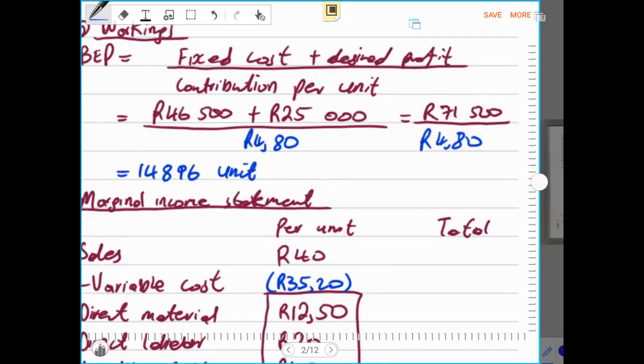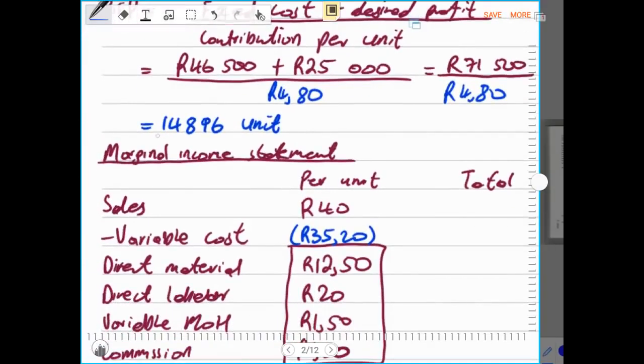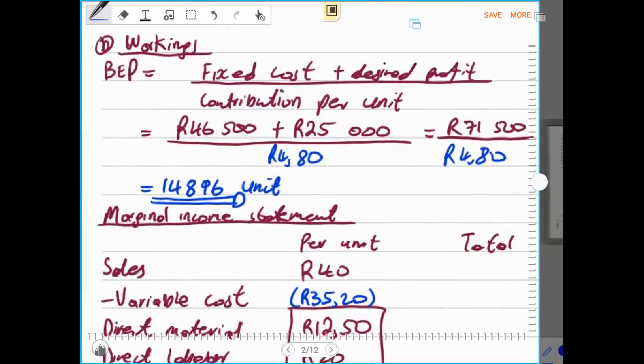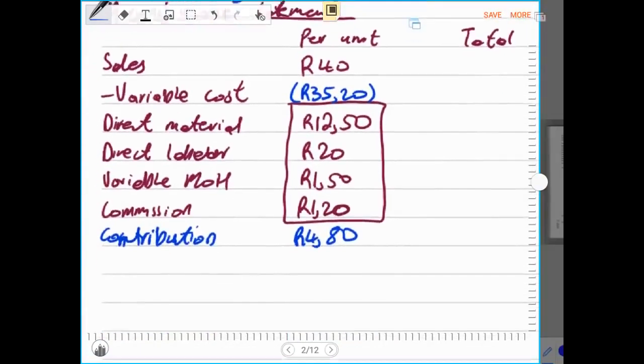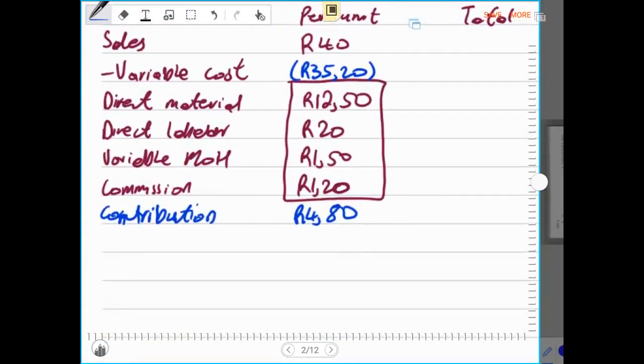We round off to the whole unit, meaning this company needs to manufacture and sell this number of units in order for the owner to get to his desired return on the investment, in this case of 25,000 rands, if there was a decrease in the commission from 2% to 3%, and also an increase in the fixed cost by 10%, which was fixed administration, that went up to 16.5 by 1.5. So now we have to do the income statement as usual.